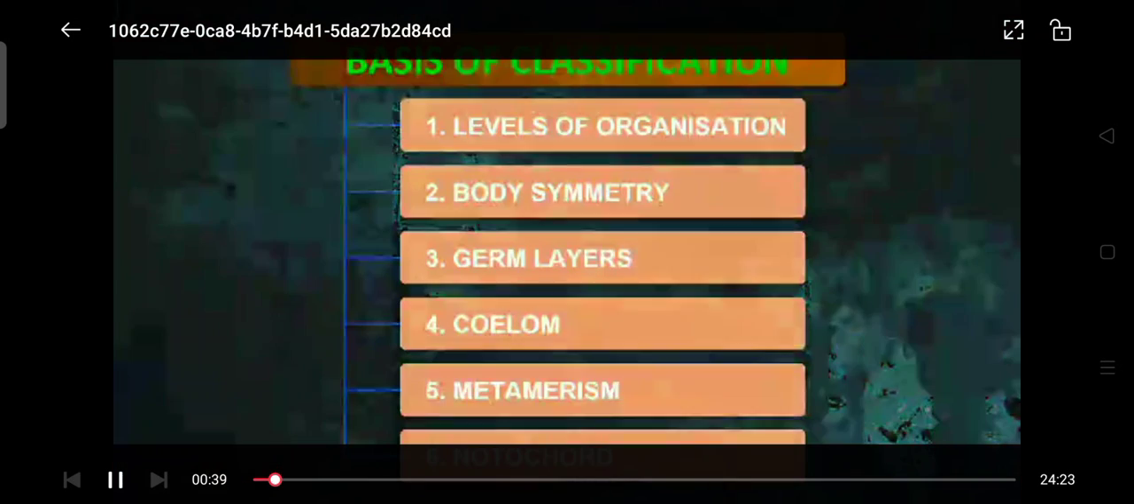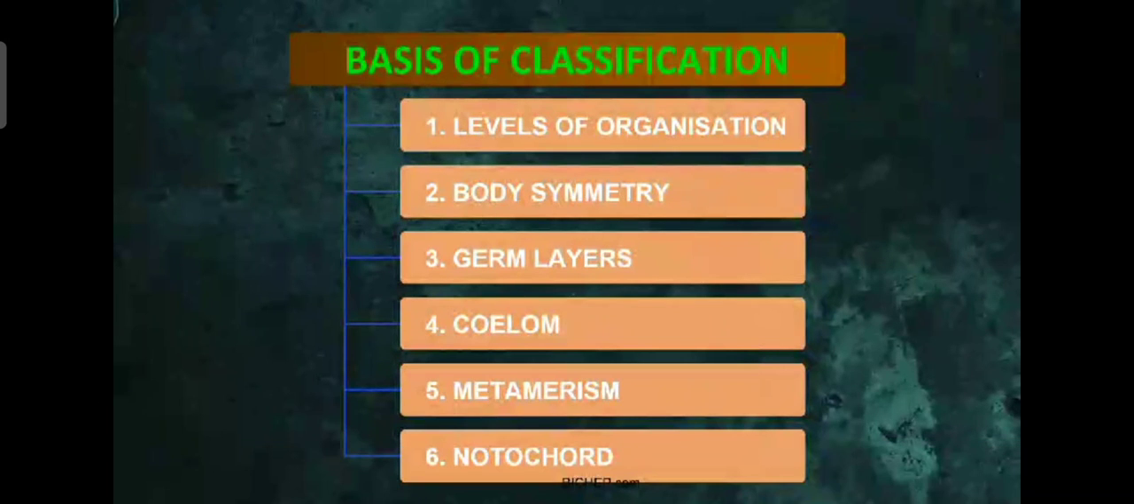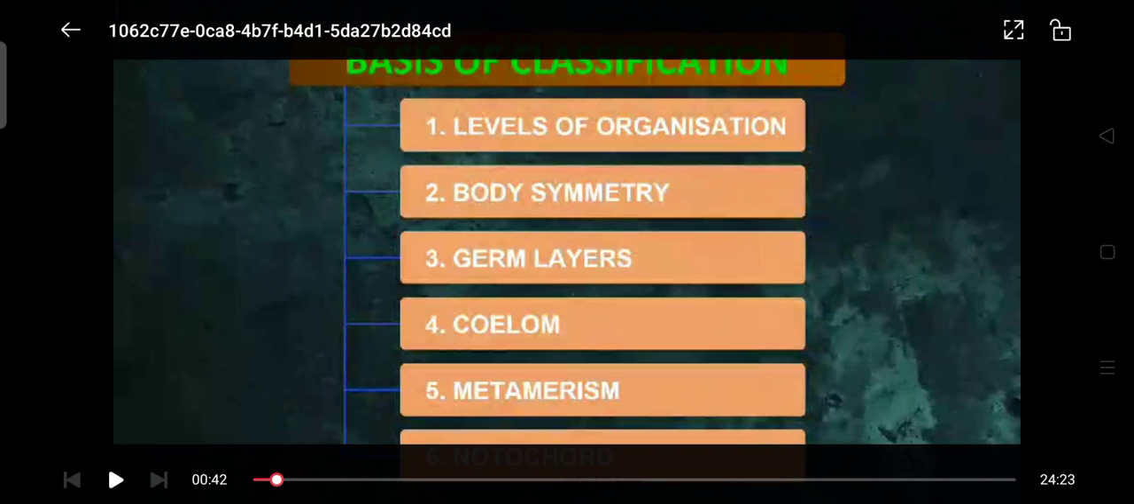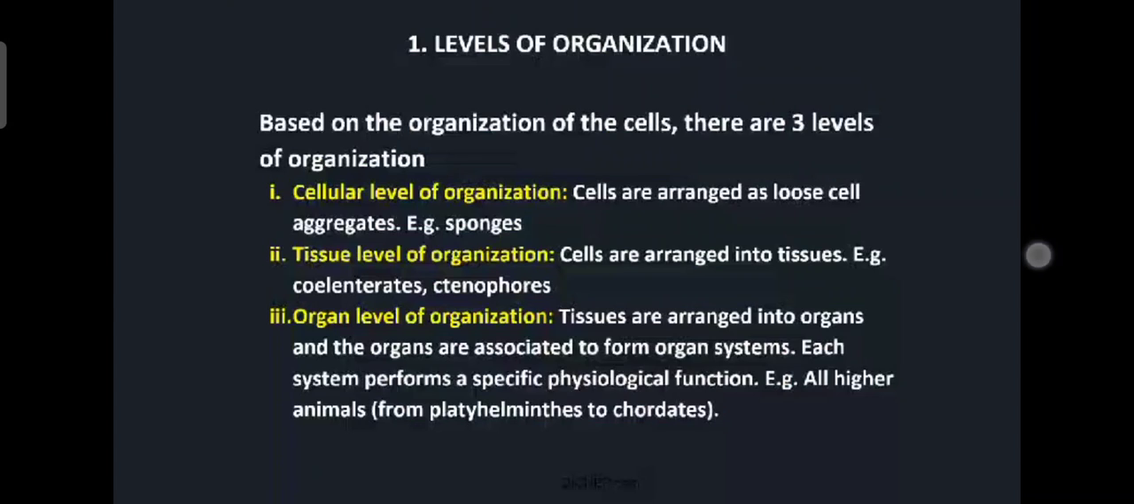Next, we are going to study the basis of classification. Depending on some basis, the animals are classified into different phylums. So which are those characteristics? Number 1, levels of organization. Number 2, body symmetry. 3, germ layers. 4, coelom. 5, metamerism. And 6, notochord. So first we'll study number 1, levels of organization.